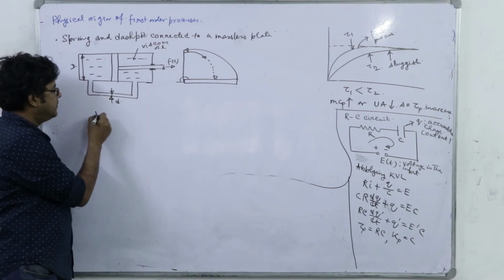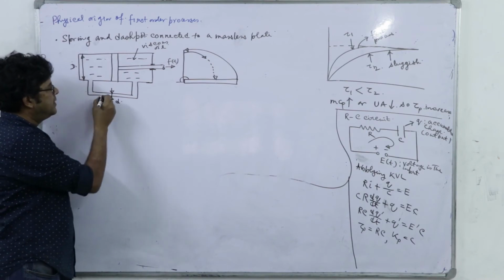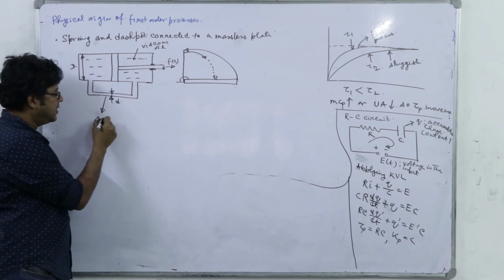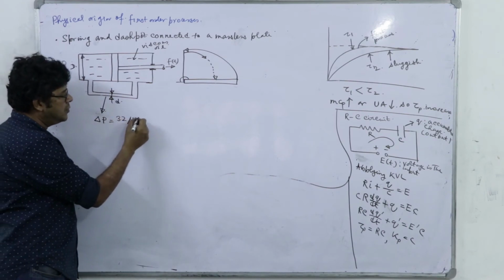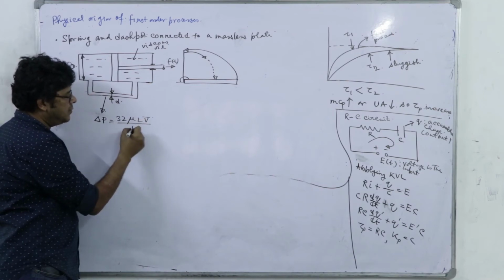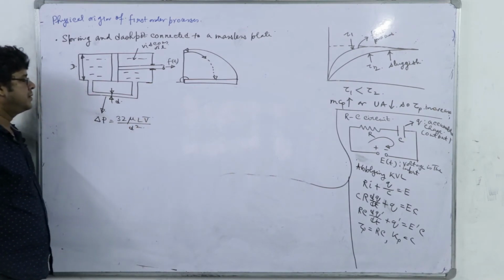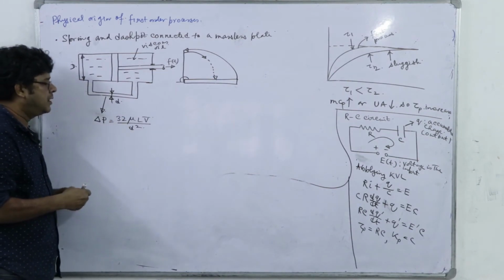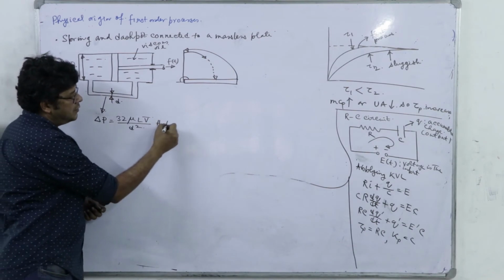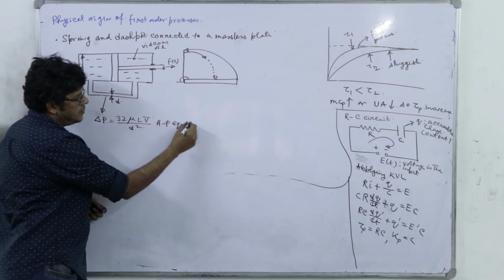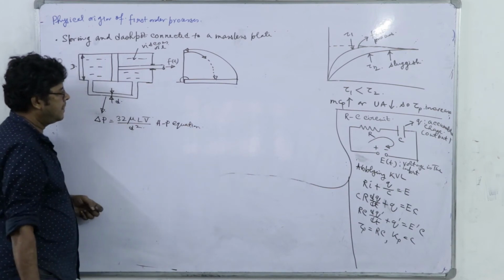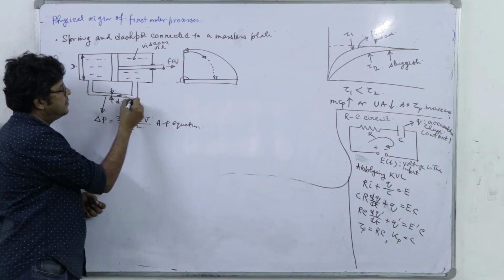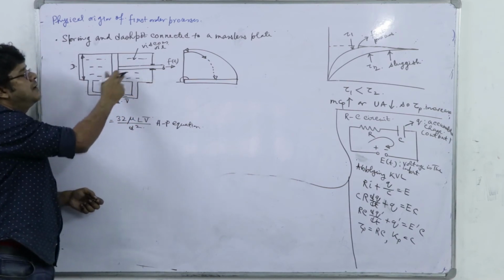So if the velocity is v, we can apply the Hagen-Poiseuille equation stating that delta p is equal to 32 mu L v bar divided by d square. So this is 32 mu L v bar by d square, the Hagen-Poiseuille equation. This v bar is the velocity of oil through this capillary. Now what will be the velocity of oil in the main cylinder?